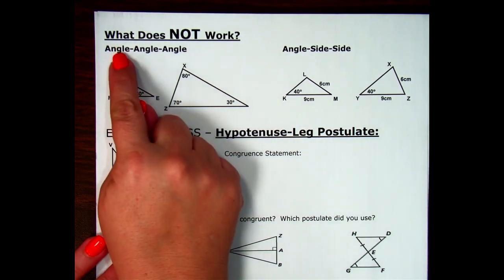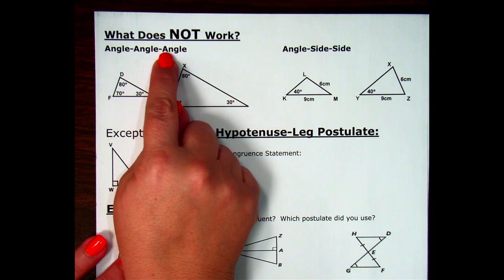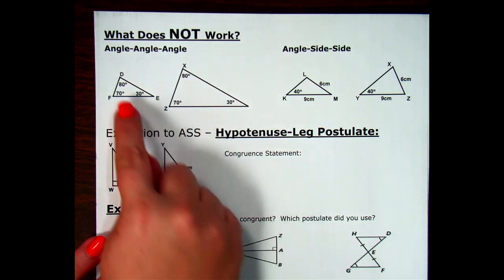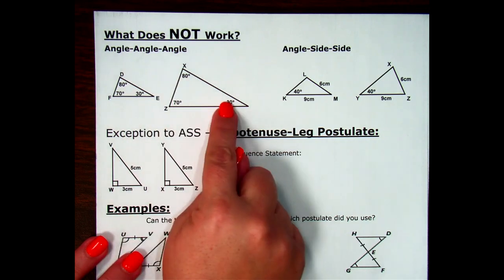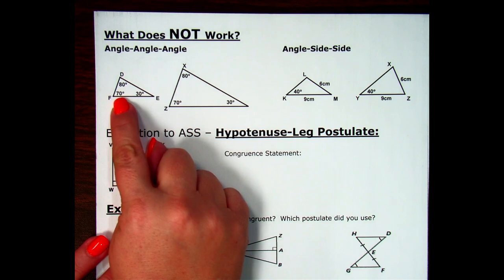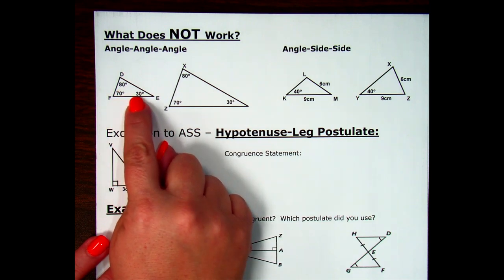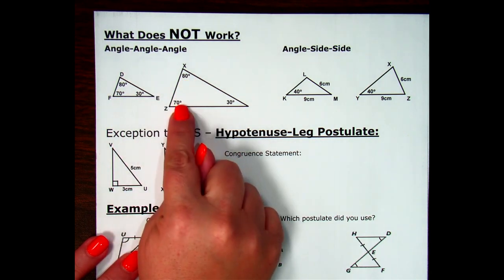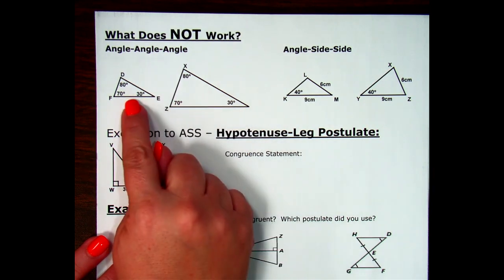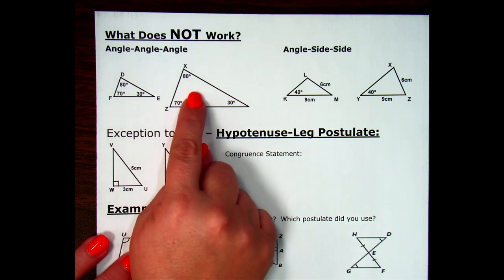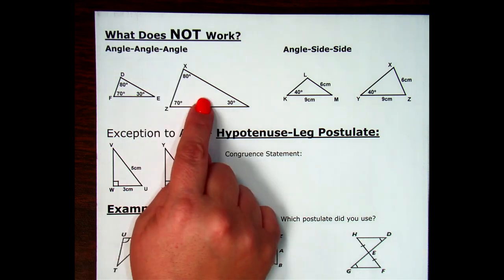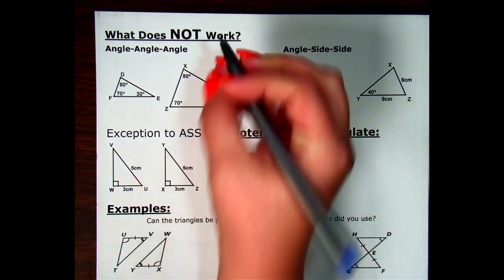The first one here I have is angle, angle, angle. So my three angles in the triangle don't match because every triangle is going to add up to 180 degrees. So here's an example where you can see I have an 80 degree, a 70 degree, and a 30 degree. Here I have an 80 degree, a 70 degree, and a 30 degree. Okay, and notice this triangle is much smaller than this triangle. So the side lengths are not going to match on this. So angle, angle, angle is never going to work with us.